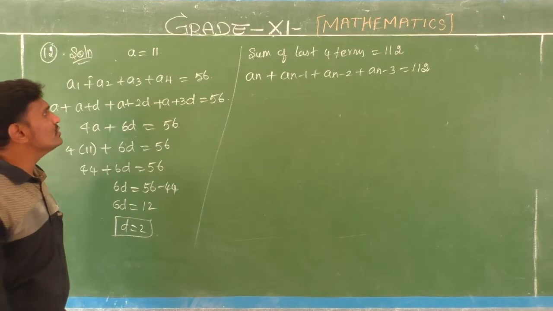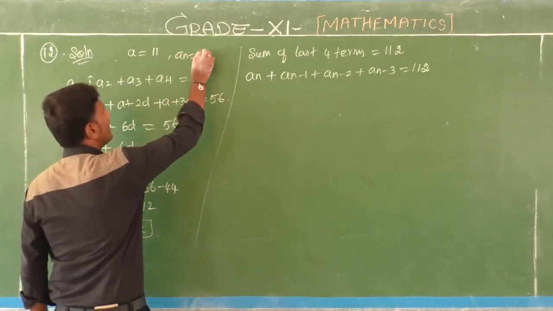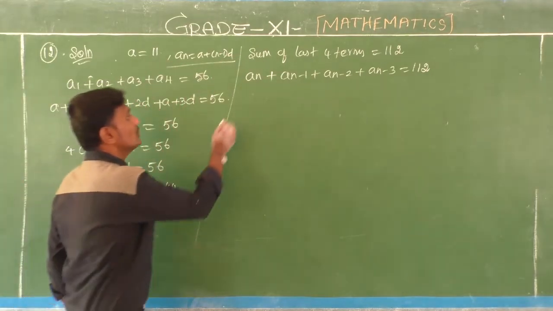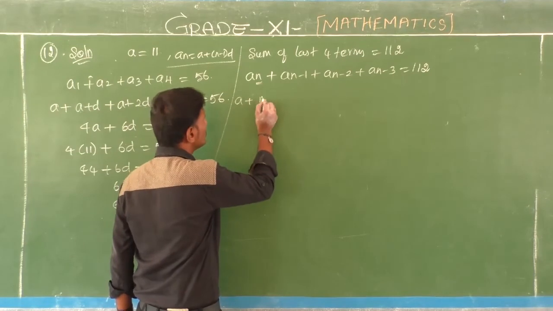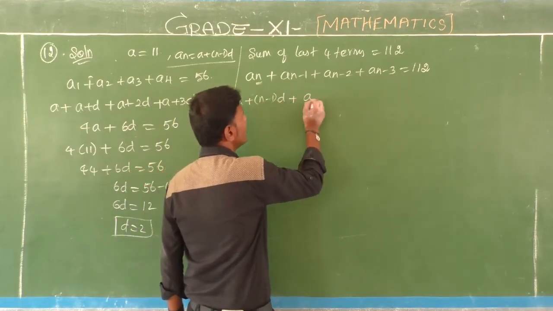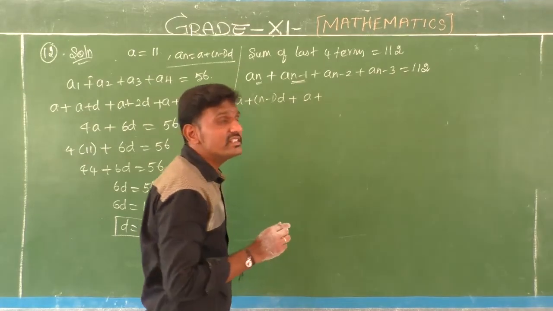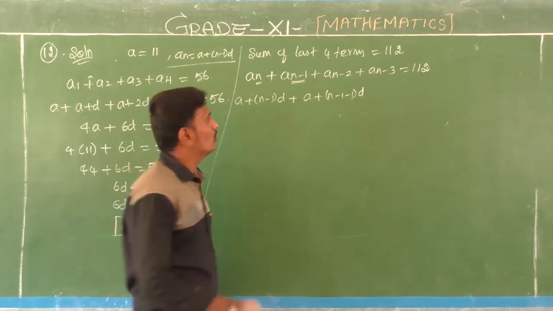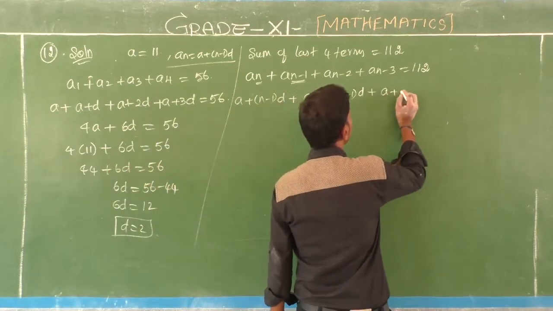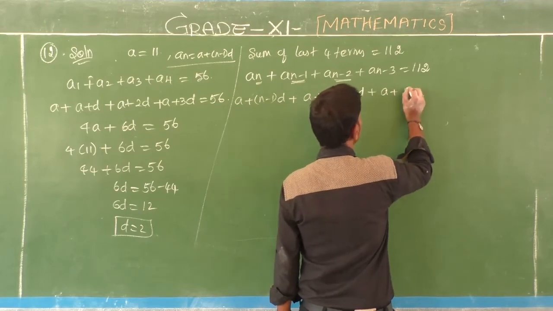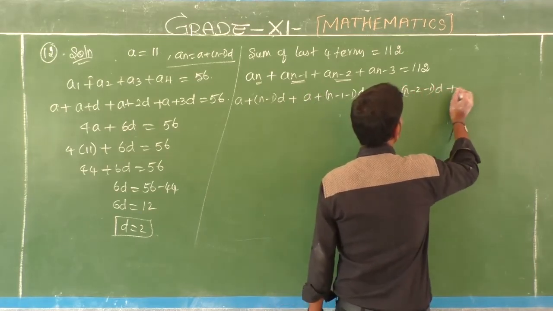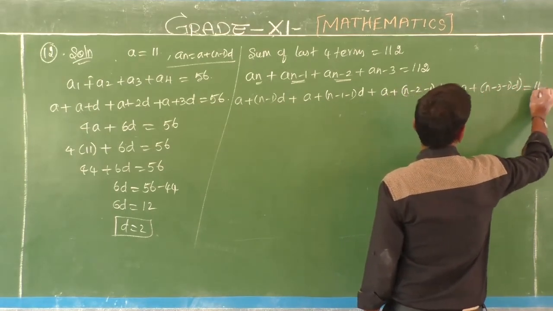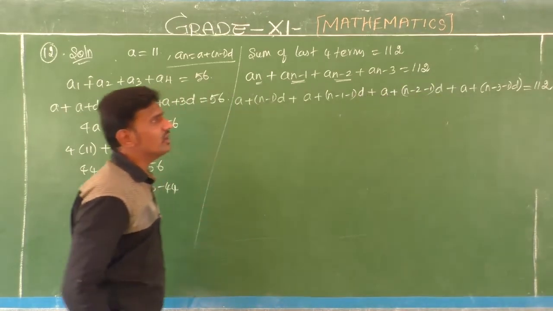Now I am going to use the formula for an. What is an? a plus n minus 1 into d. So use that formula here. So a plus, the value of n is n only, so n minus 1 into d. And next, a plus, the value of n is n minus 1, so n minus 1 minus 1 into d. Have you got it, children? And an minus 2 means a plus, here n is n minus 2 minus 1 into d. Finally a plus n minus 3 minus 1 into d, which is equal to 112.